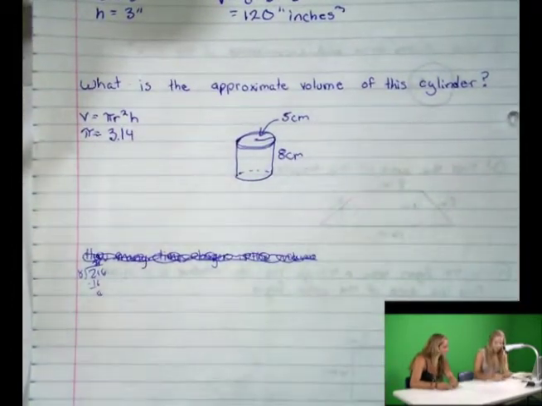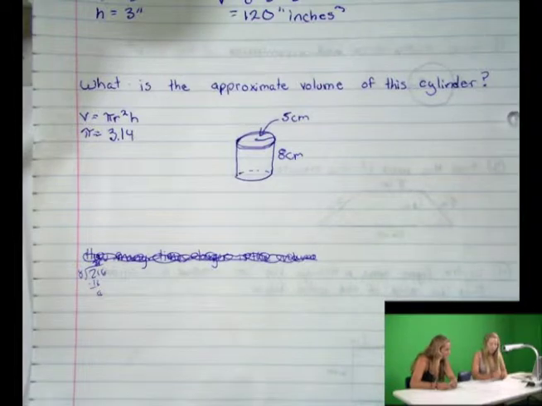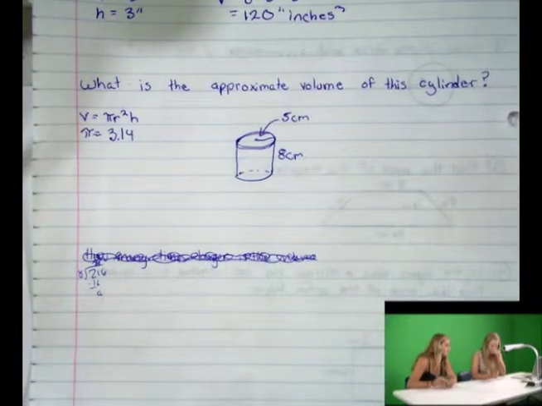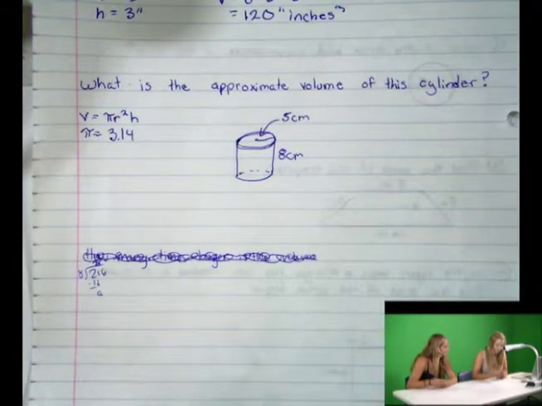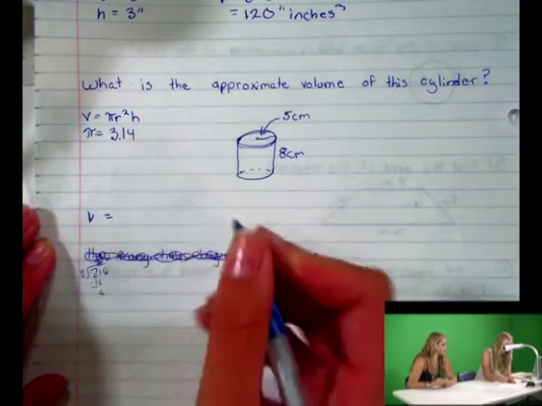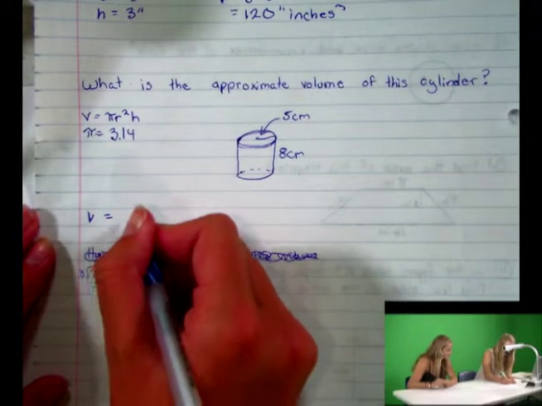Okay. What is the second question asking? What is the approximate volume of this cylinder? Okay, so what equation will we be using to find that? Volume equals pi r squared h. Okay. So what amount are we going to be plugging in for the radius? 5. And what about for the height? 8. Okay.